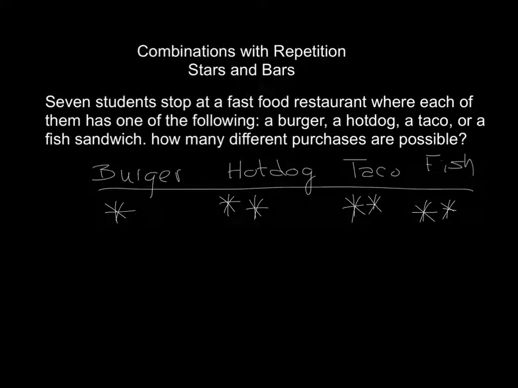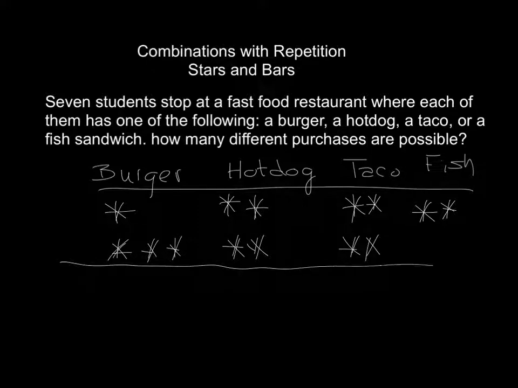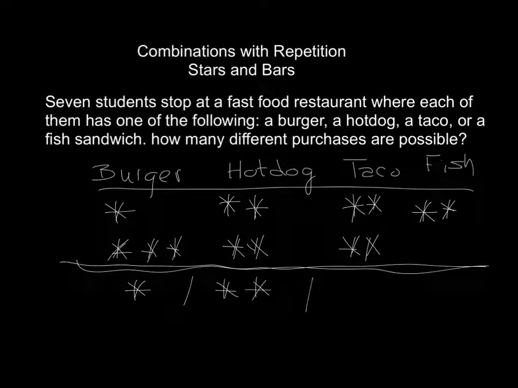So this is one order. Another possible order might be something like this, where no one orders a fish sandwich. Anyway, at some point, maybe your shorthand becomes more and more evolved till eventually you don't even write the categories anymore. You just say a slash will separate each category.